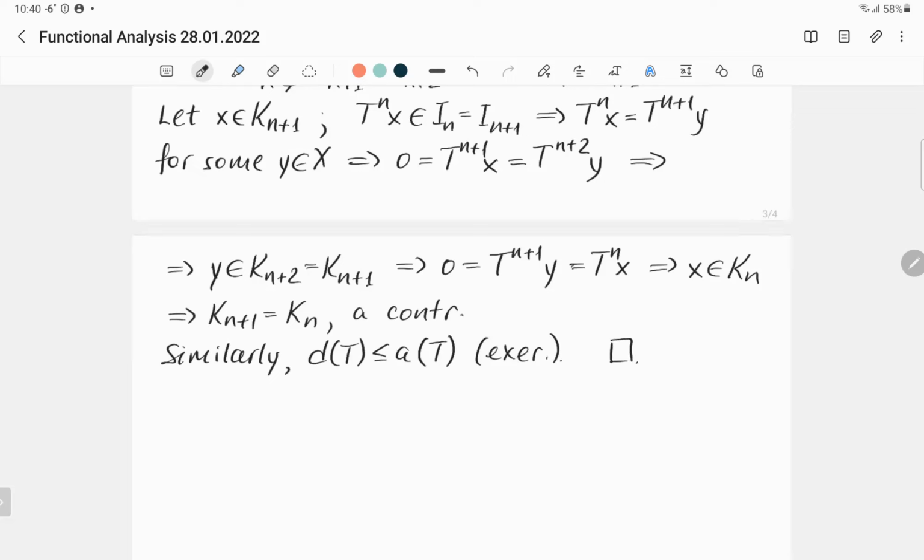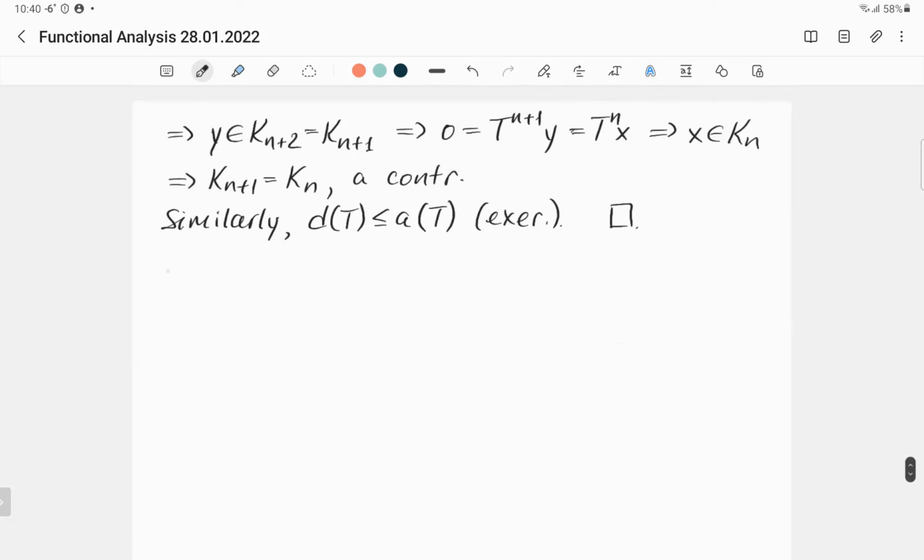Okay, so this is Lemma 1. Lemma 2. Lemma 2 is also purely algebraic. And it's called the abstract Riesz decomposition, or the algebraic Riesz decomposition.